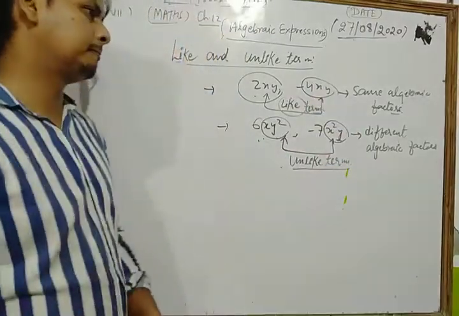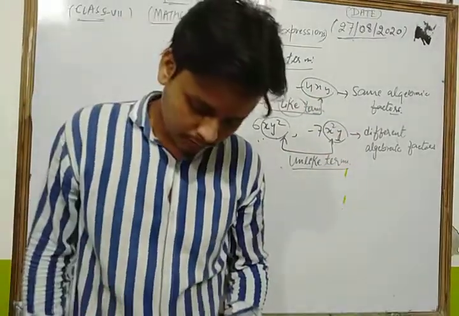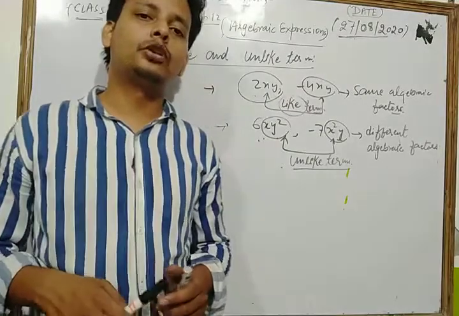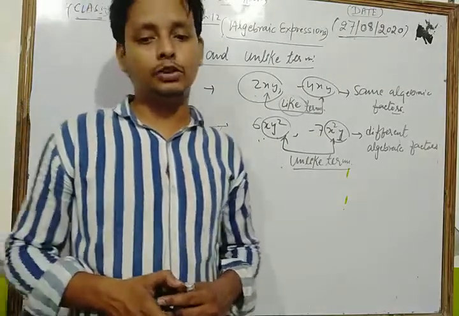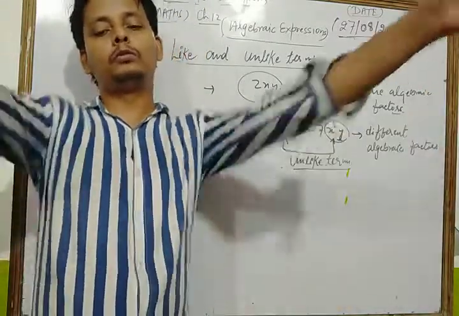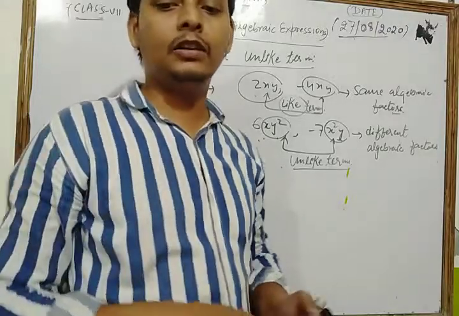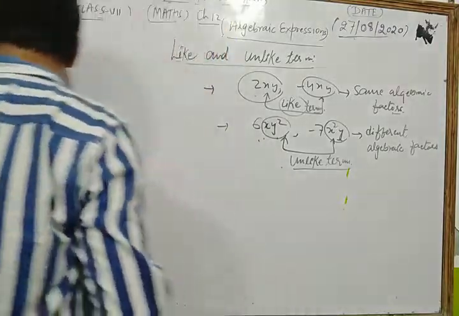Okay, so dear students, this is the concept of like and unlike terms. Now we discuss monomial, binomial, trinomial and polynomials. Let's see.